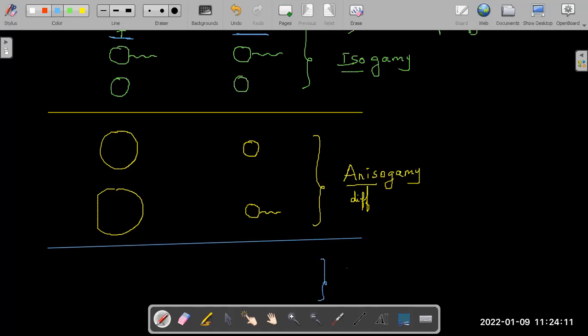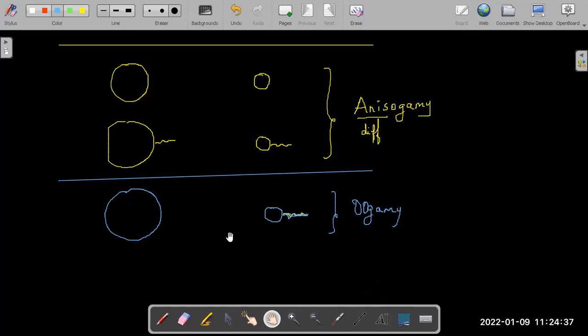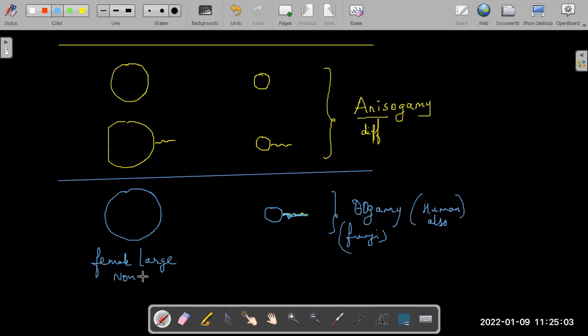And the last one, what you're left with, is oogamy. In oogamy, compulsorily the female is bigger, the male is smaller. Okay? Now you see here, the female usually can be motile, okay? But in oogamy, compulsorily the male is smaller and is flagellated. Female is never flagellated. This is the case in humans. Humans reproduce by oogamy. This is seen in fungi also, of course. Have you got it? Female is large, non-motile. Non-motile means what? No flagellum. This one is smaller and motile. Have you got this?